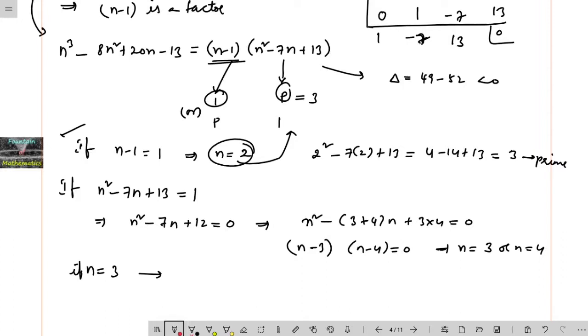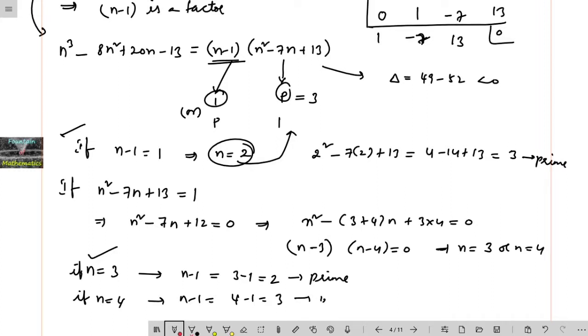n minus 1. We have to substitute in n minus 1 and we have to check. n minus 1 is equal to 3 minus 1 is equal to 2, which is a prime number. Means for n is equal to 3 you are getting a prime number. And the next case, if n is equal to 4, then n minus 1 will be equal to 4 minus 1, which is equal to 3. It's again a prime number. Means n is equal to 3 is satisfying and n is equal to 4 also we are getting a prime number. Means if n square minus 7n plus 13 is 1, the other numbers we are getting are prime numbers only.